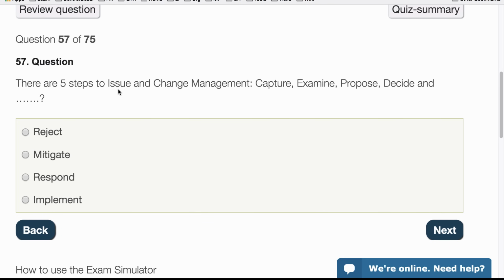There are 5 steps to issue and change management, and these are capture, examine, propose, decide, and one of these. So reject, no, that's a response for risk. Mitigate, also something to do with risk. Respond, no, that's not something that you would do here. And implement, yeah, so we've decided on something and we're going to implement it. So it's implement.